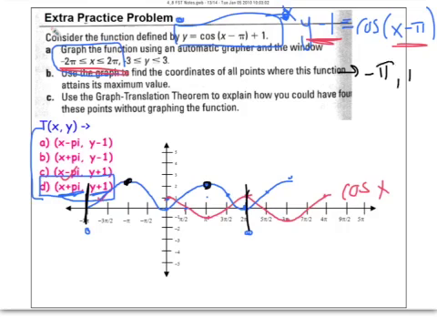is where it maxes out. And then use the graph translation theorem to explain how you could have come up with these points without graphing the function. And to do that, what you could have said is that the parent function actually maxes out, for example, at 0, but the translation rule tells me that I would have to move forward pi units and up 1. So if I take this point and move forward pi units and up 1, it lands me at pi. And then because we know the cycle of cosine is every 2 pi, if I go backwards a whole 2 pi length, I would also land here. So that's how you could do it.